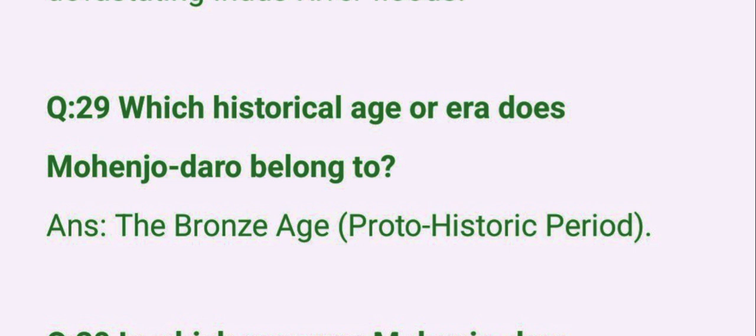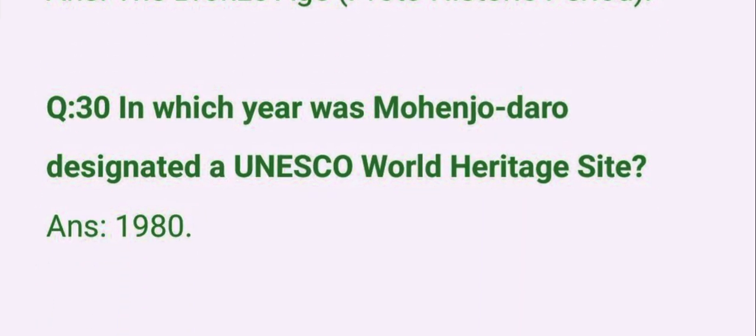Which historical age or era does Mohenjo-daro belong to? The Bronze Age, Proto-Historic period. In which year was Mohenjo-daro designated a UNESCO World Heritage Site? 1980.